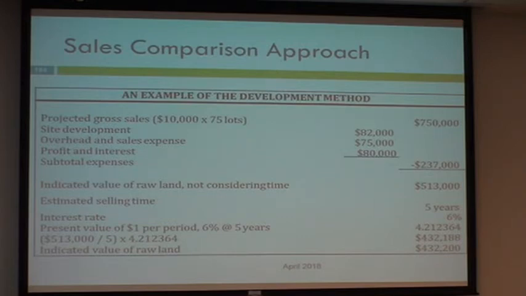So we have the situation where we projected we're going to have $10,000 lots times 75 lots. We're going to generate $750,000 in income. Our overhead, our site development, is going to cost us $82,000. It costs like $1,000 a foot to build a road in Wise County. $1,000 a foot.